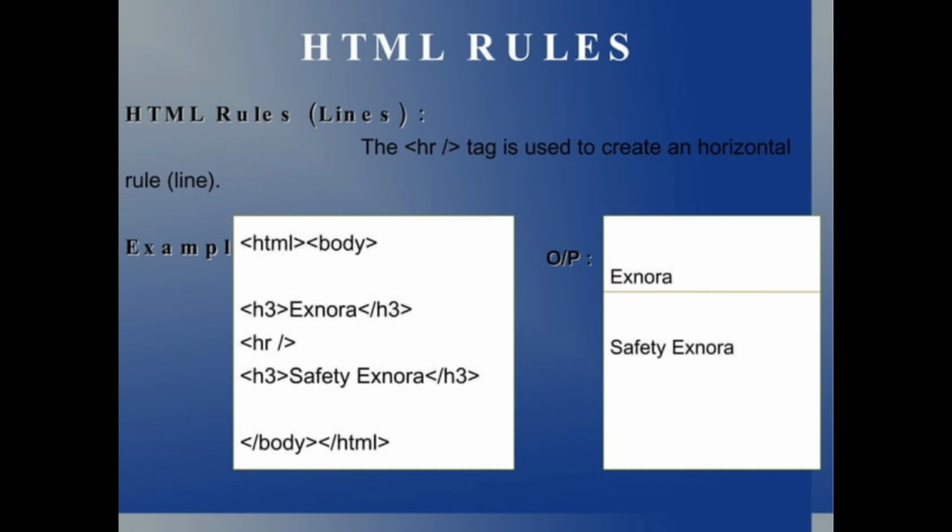Next, what are the rules in HTML? First, the horizontal rule. The HR tag is used to create a horizontal rule. This is the example of a horizontal rule. In the HTML tag, next we give the body tag, then we give the horizontal rule tag. Whatever we give in the horizontal tag, it will come as a horizontal line.